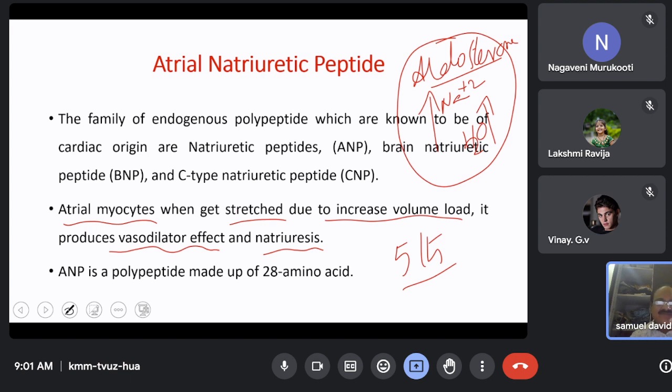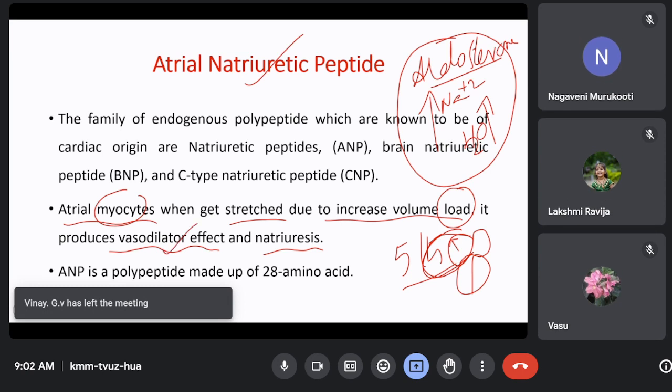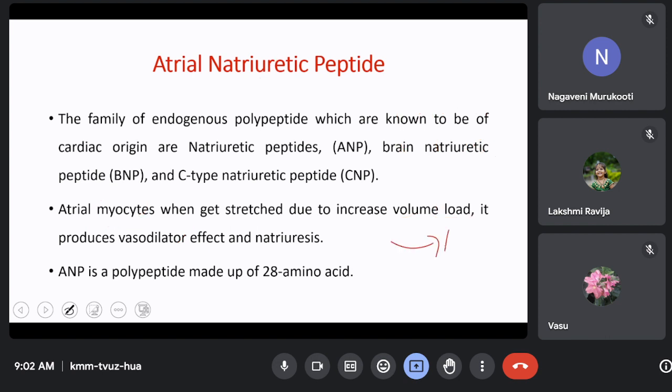The volume increases. So when the volume increases, the atrial wall feels a load or pressure on it. Then the atrial myocytes get stretched. When they get stretched, it produces atrial natriuretic peptide that has a vasodilator effect followed by natriuresis. When sodium is excreted, along with sodium, water is also excreted, and the increased volume of the blood decreases.